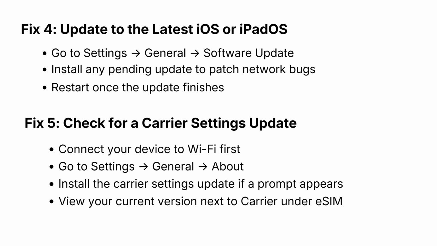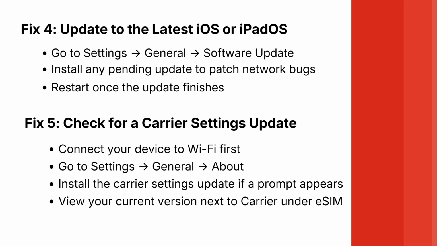Fix 5. Check for a carrier settings update. Connect your device to Wi-Fi first. Go to Settings and then select General. Select About. Install the carrier settings update if a prompt appears. View your current version next to Carrier under eSIM.